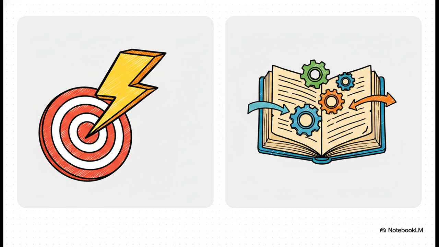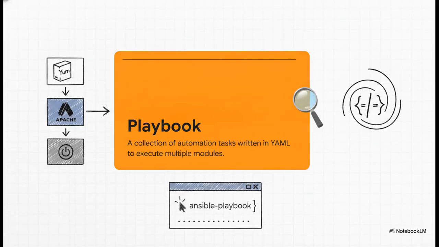On the flip side, we have playbooks. Playbooks are designed for complex, multi-step deployments. Because they are saved in a file, you can reuse them, share them with your team, and track them in version control. If an ad hoc command is a quick snack, a playbook is the full recipe for a 5-course meal. To put it really simply, a playbook is your master script.